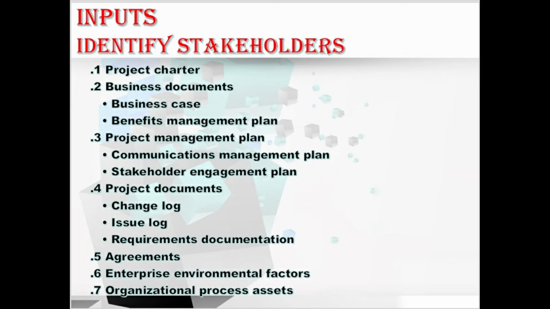Moving to the next input, we have OPAs, that is organizational process assets, which can include the stakeholder register templates and instructions. It can include the stakeholder registers from previous successful projects, or the lessons learned repository with information about the preferences, actions, and involvement of the stakeholders. Fine. Hope you understood about all the inputs of the identify stakeholders process. Let's move to its tools and techniques.